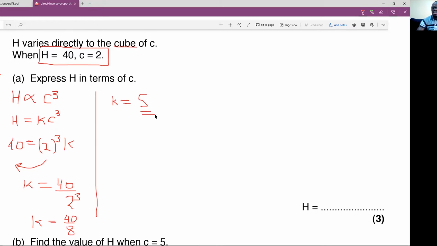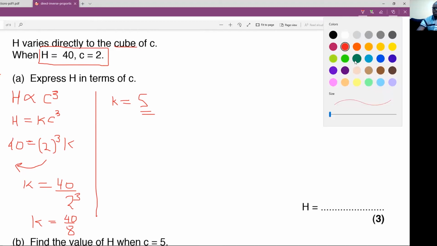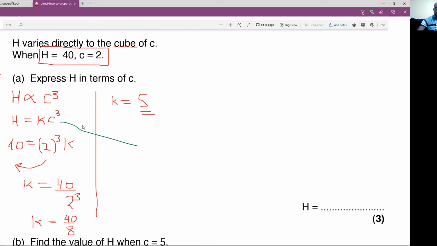Question A wants you to express h in terms of c. This is not a difficult thing to do. You just come back to where you introduced your equal sign and the constant and plug in your k value there. So h is going to be 5c to the power 3. So that's our answer. H equals 5c³. This formula is very important and it's all you need to solve any other part of such a question. Now let's move to part B of this question.